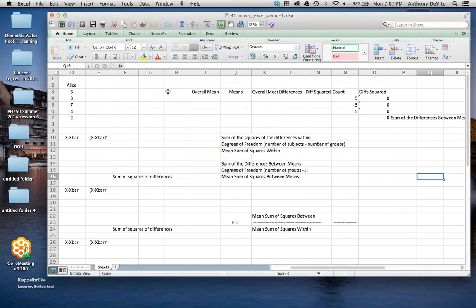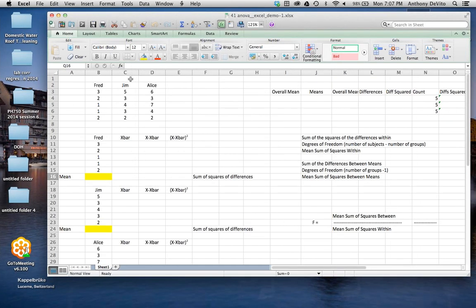Okay, so we have three groups. These three groups are named Fred, Jim, and Alice. Maybe this is the average number of patients that they dealt with, maybe in a hospital setting, or the average number of clients that they saw in a week or something like that. Whatever it is, I'm not really going to bother with a backstory for this. But we have three groups: Group A, Group B, Group C.